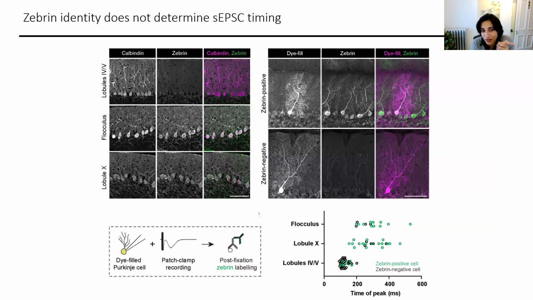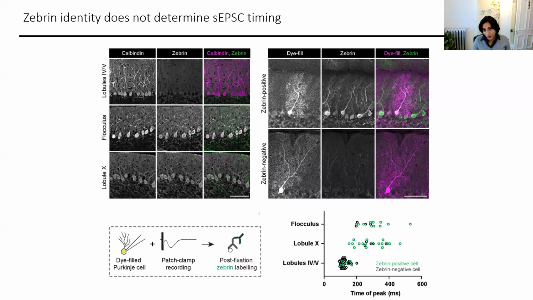So this was exciting to us because it sort of disproved one of the things that we thought was likely true, that it was dependent on zebrin identity. And it suggested that there's something more going on within these lobules, which overrides just the presence of zebrin. And I will come to that bit of the molecular aspect of it in a few minutes.